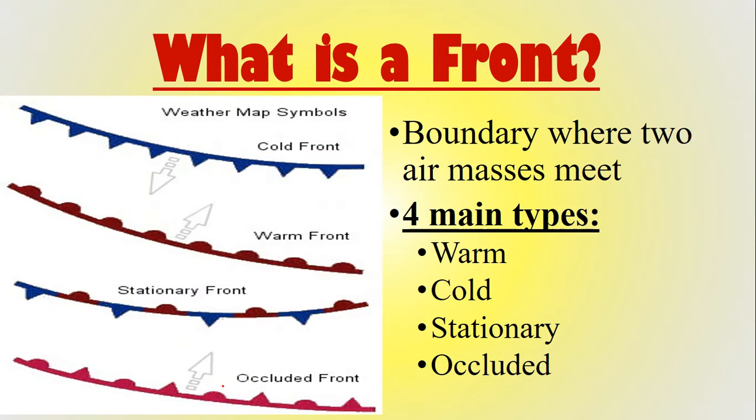All right. So when we talk about weather maps, we're going to talk about something called fronts. A front is a boundary where two air masses meet. And there's four main types of fronts out there: warm fronts, cold fronts, stationary fronts, and occluded fronts.